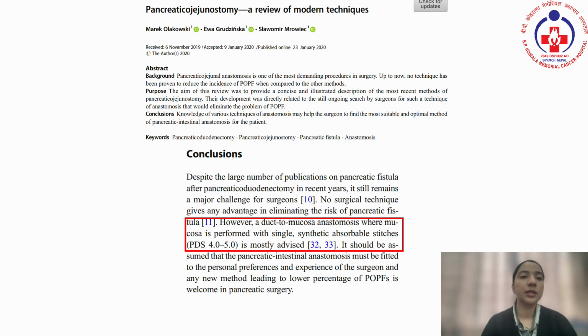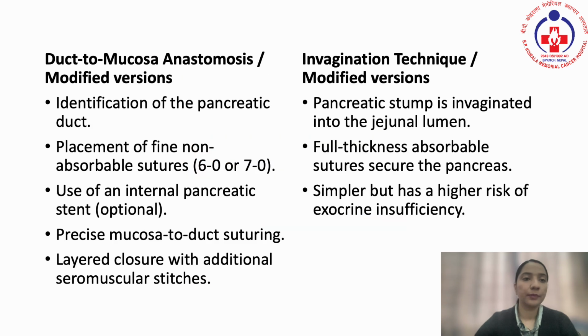And this is an article which was published recently in 2020, and it has mentioned many modern techniques of pancreaticogastrostomy or pancreaticojejunostomy. It mainly focuses on 2 topics: duct to mucosa anastomosis with various modifications like the modified Heidelberg technique, modified Blumgart technique, and modified Kakita technique, and another one is the invagination technique and its various modifications like dunking.